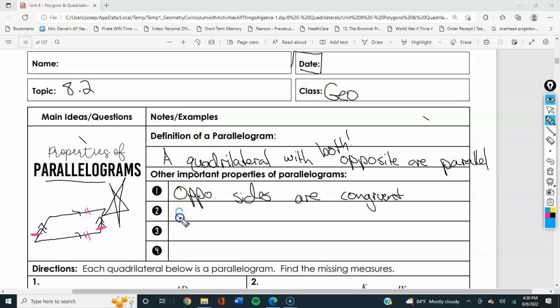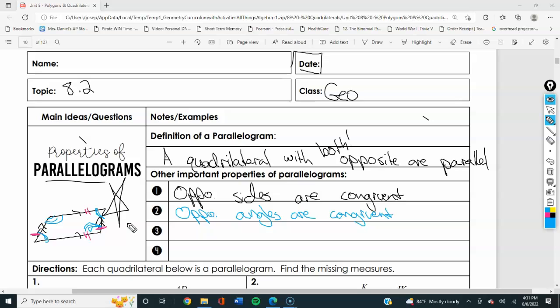The opposite angles are congruent. So when I look at this, I have this angle is congruent to this angle. And this angle, remember the opposite ones are not touching, is congruent. I'm going to put 3 over here too. So the ones looking at each other, the big angles are congruent and the little angles are congruent.